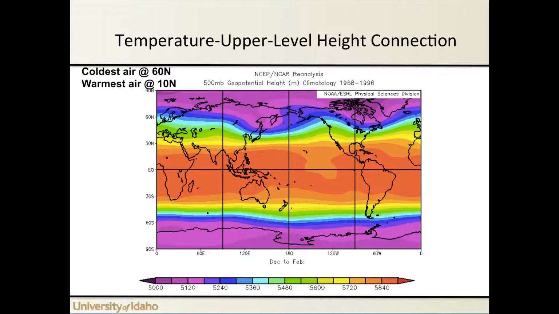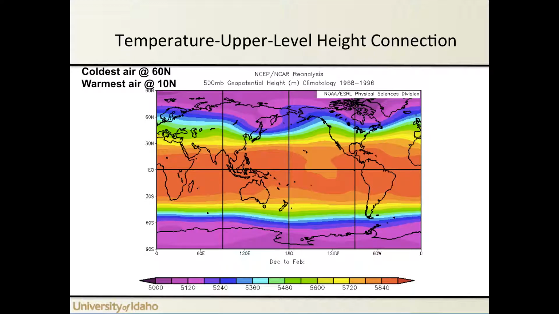Okay, so now we'll move up to the middle troposphere, the mid-levels of the atmosphere. This is at the 500 millibar surface. And we're looking here at the climatology, over a 30-year period or so. This is just for winter, by the way: December, January, and February. So we're looking here at the heights, the elevation of the 500 millibar height surface. Right? So this is telling us a couple things.